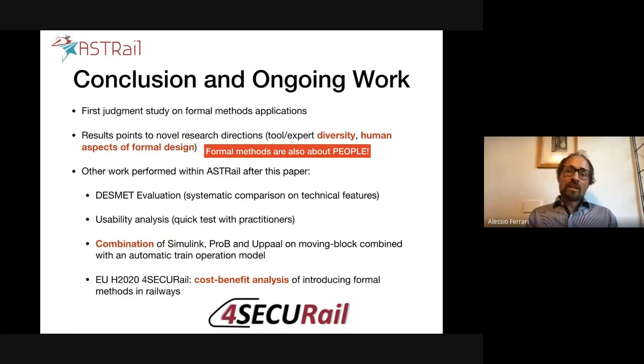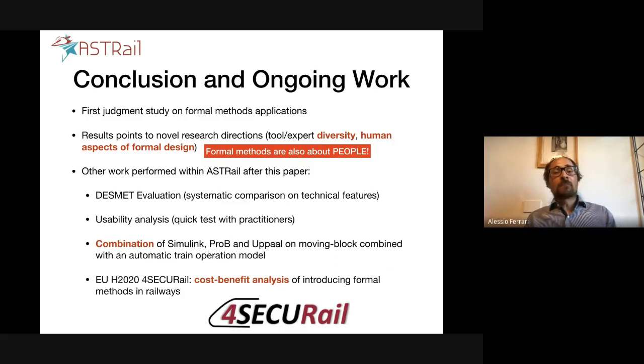Here, as a conclusion and ongoing work, we presented the first judgment study on formal methods applications. The results that we are showing point to novel research directions, so tool and expert diversity, but also human aspects of formal design, as I mentioned a few seconds ago, because formal methods are not just about formulas, but are also about people. And this is an aspect that was not considered so much in the past.